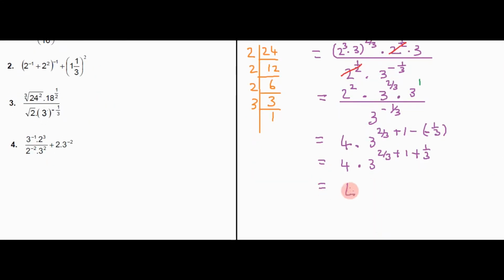And we're left with 4 times 3 to the power of 2/3 plus 1/3 is 1, plus 1 is 2. So 4 times 3 squared, and 3 squared is 9. So 4 times 3 squared will give us 36.